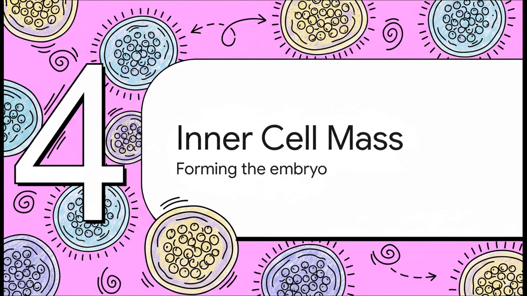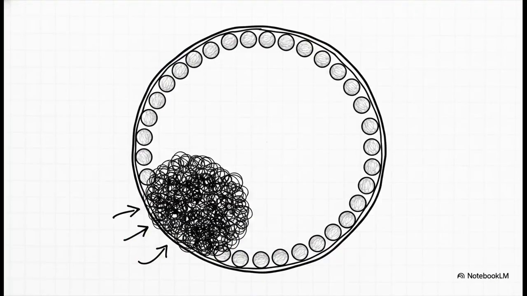Section 4. Forming the inner cell mass, the cells that become the embryo. So while the trophoblast is busy managing all those exterior logistics, a really crucial cluster of cells pools together at one distinct corner, or pole, on the inside. This is the inner cell mass, and this tiny cluster is destined to eventually become the entire human body.